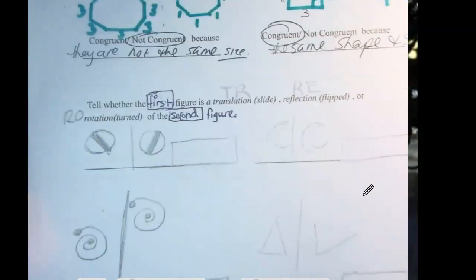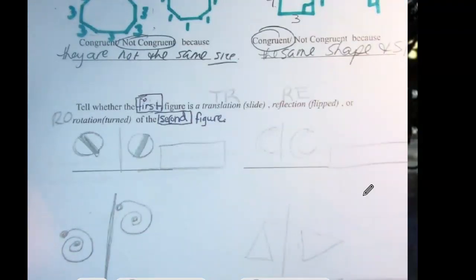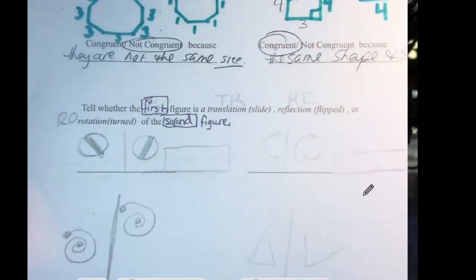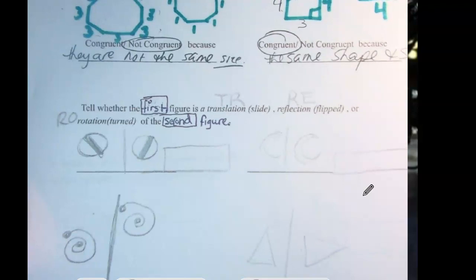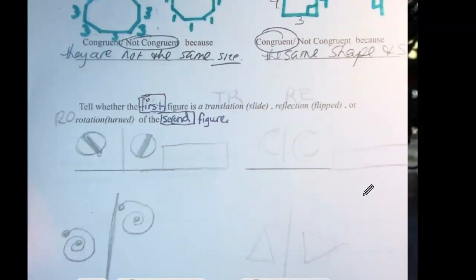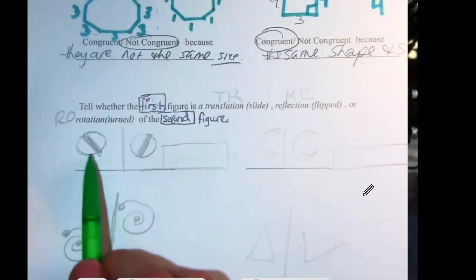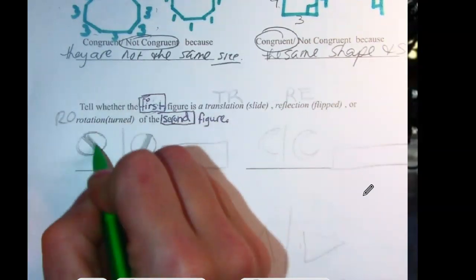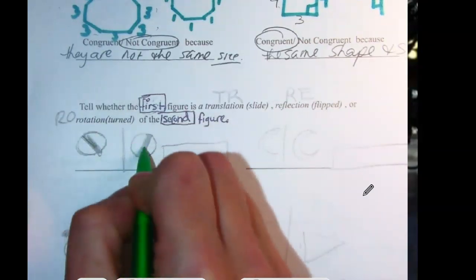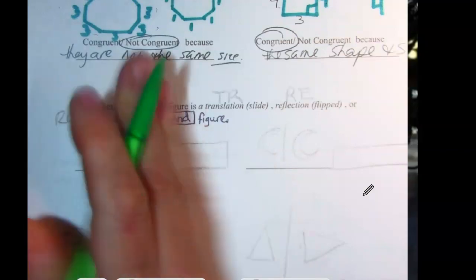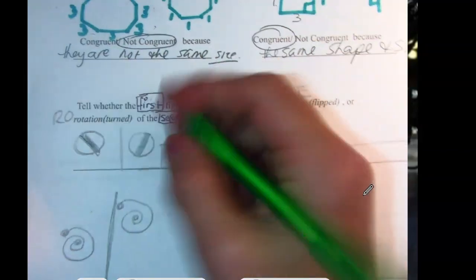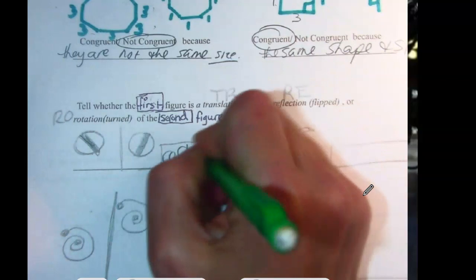All right, so let's look at the next few. So it's kind of hard to see, but hopefully you can see it better on yours. You're just going to tell whether the first figure is a translation, which means slide, a reflection, which means we flipped it, or a rotation, which means we turned it. So if I look at this one, it's going this way. So if I were to slide it, it should be going the same way. But if I look at it, I can tell right there, this is a reflection.